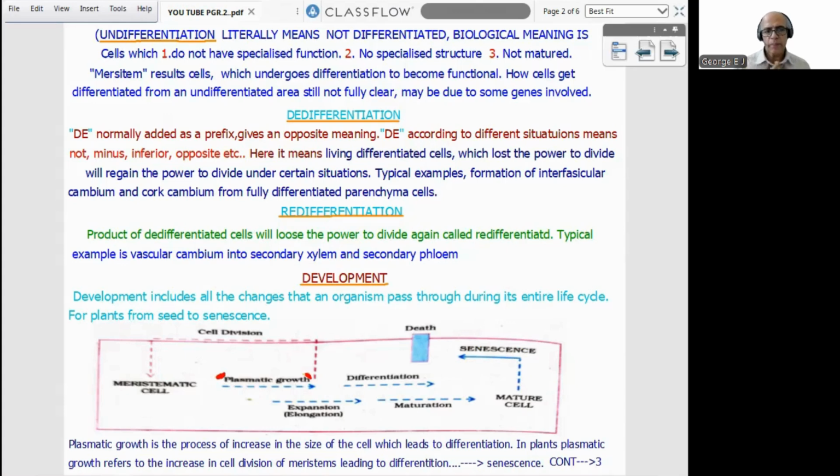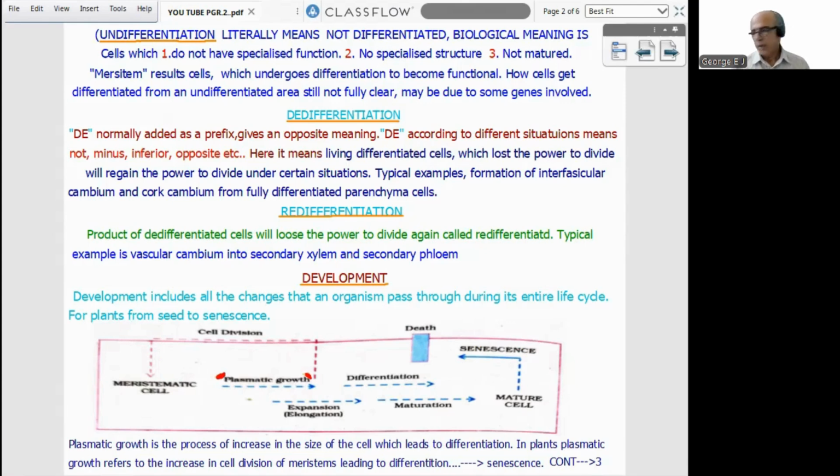So what is the meaning of the term plasmatic growth? Plasmatic growth is the process of increase in the size of the cell which leads to differentiation. In plants, plasmatic growth refers to increase in cell division of meristems leading to differentiation. Then it continues, then aging, senescence, that way it proceeds. So I think plasmatic growth is clear. The term is not directly explained in NCERT because that term is there only in the diagram, plasmatic growth.